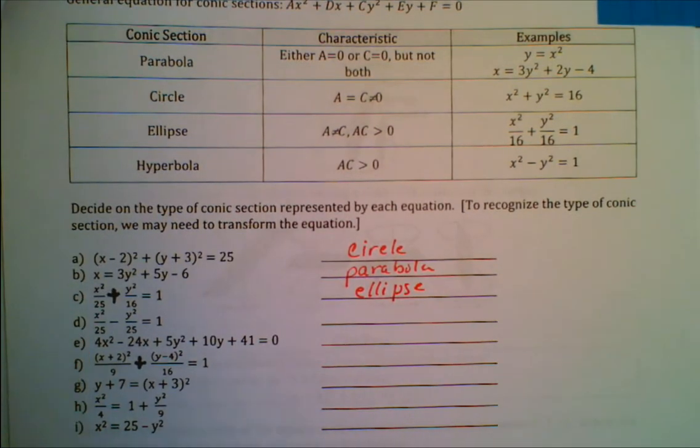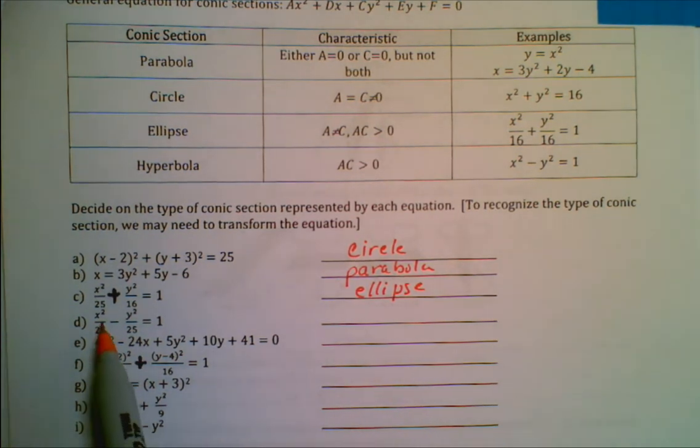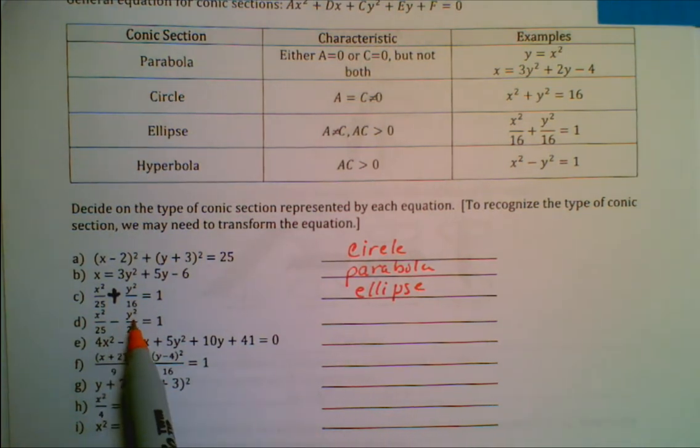How about D? What type of conic do we have? We have a hyperbola because, number one, we have a minus sign, and what's being negated is the y squared.